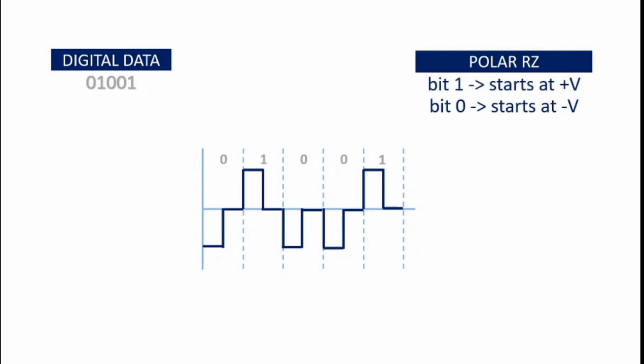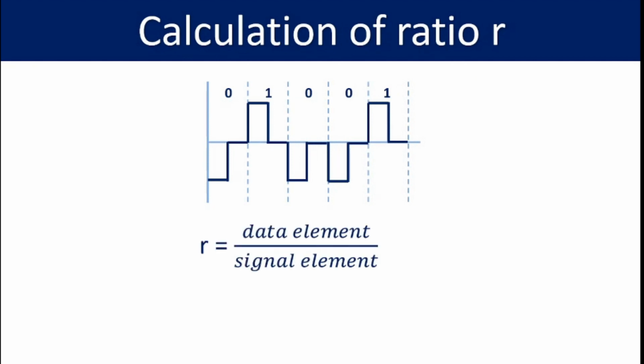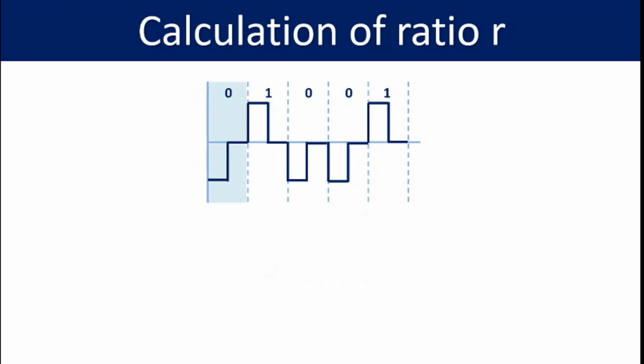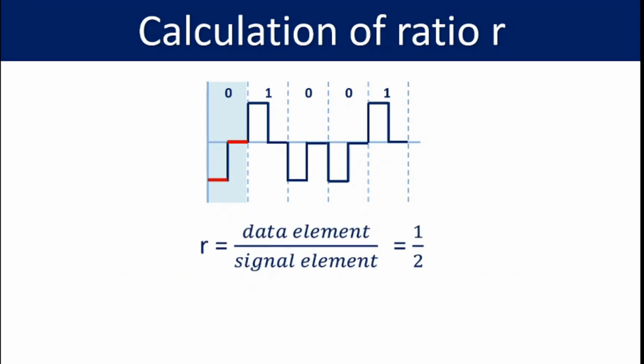Now let's calculate R for this scheme. We know R is the ratio of data element by signal element. In unit time, one data element, that is one bit, is carried by two signal elements. Therefore, the value of R is half.